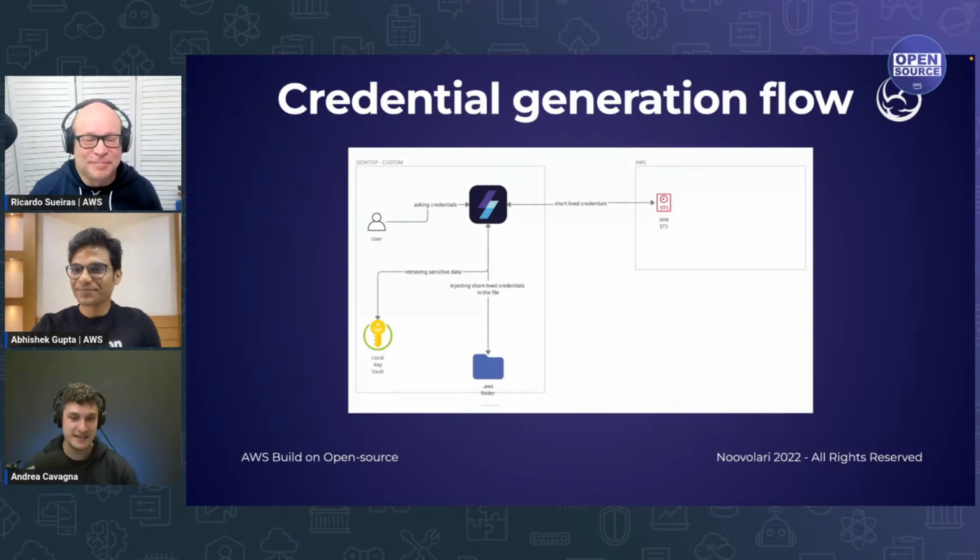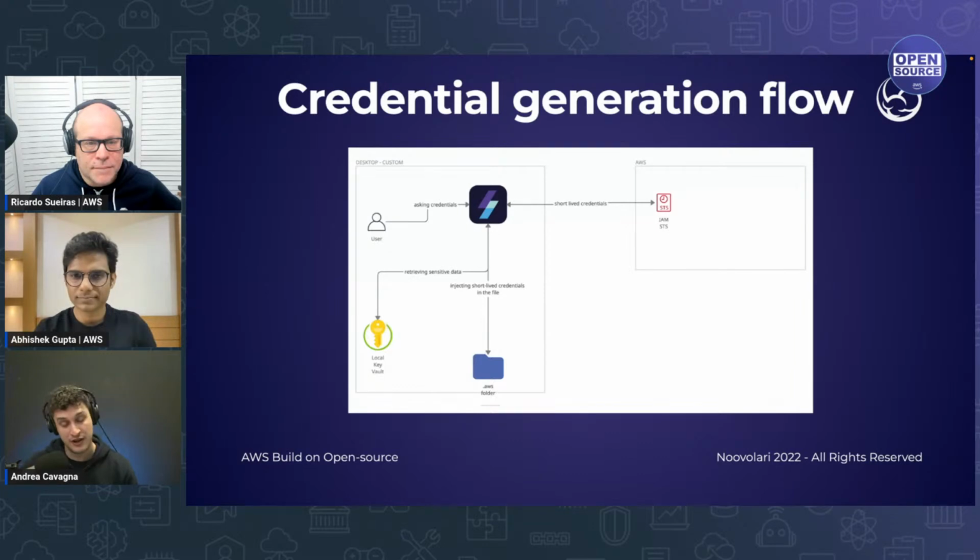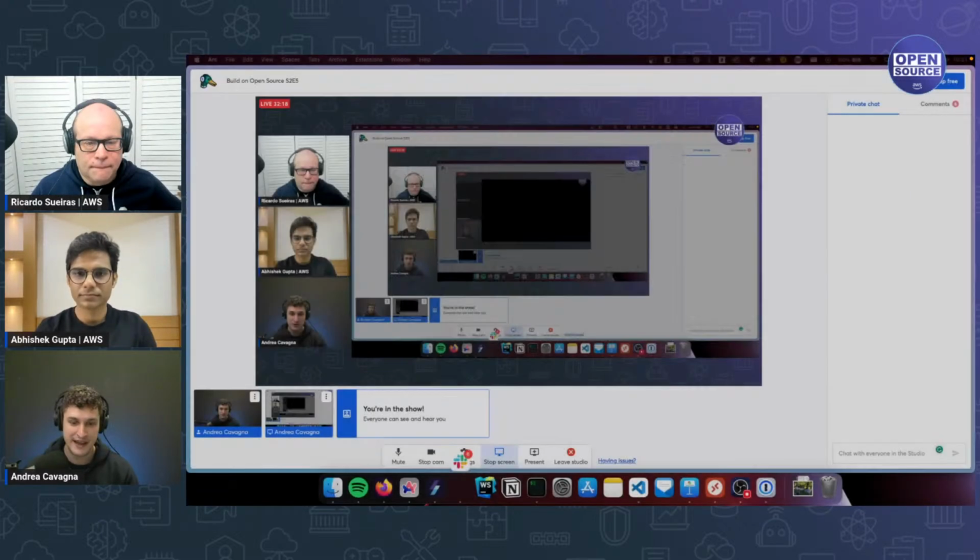And as I said, the app works only locally. So how is the credential generation flow? A user asks Leap to generate a set of credentials. Leap retrieves the sensitive data from the keychain or your local key vault, since the app is cross-platform and works with Windows, Linux, and macOS. With that sensitive data, it calls STS locally for your environment, generates a set of credentials, and injects them into your AWS folder.